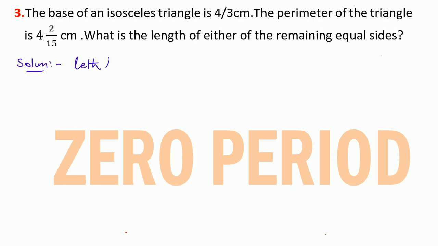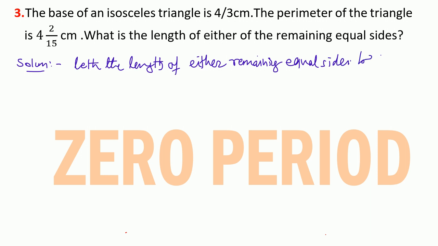Let the length of either remaining equal sides be x. Then put the formula of perimeter equal to x plus x, because two sides are equal and the third side is 4/3 only.